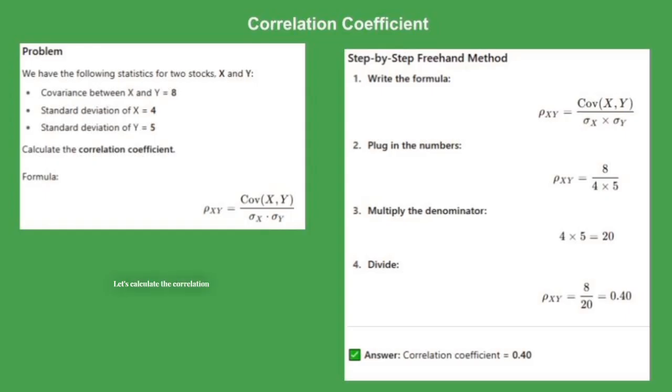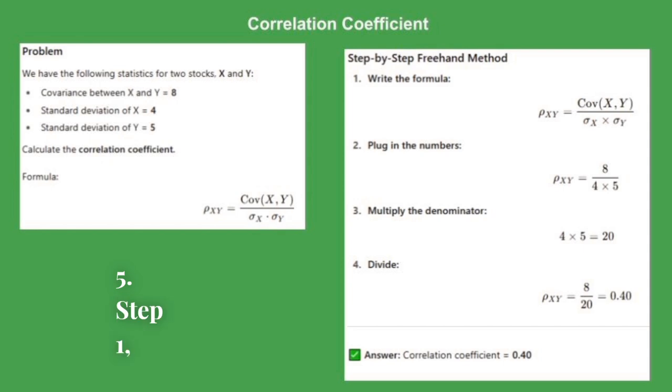Let's calculate the correlation coefficient between 2 stocks, x and y. The formula is correlation equals covariance divided by the product of the standard deviations of x and y. Here are the numbers. The covariance between x and y is 8. The standard deviation of x is 4. The standard deviation of y is 5.